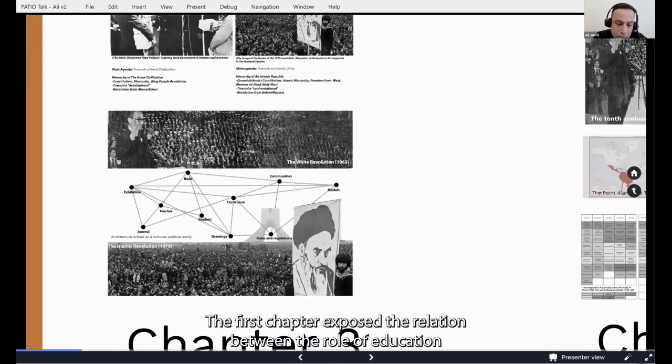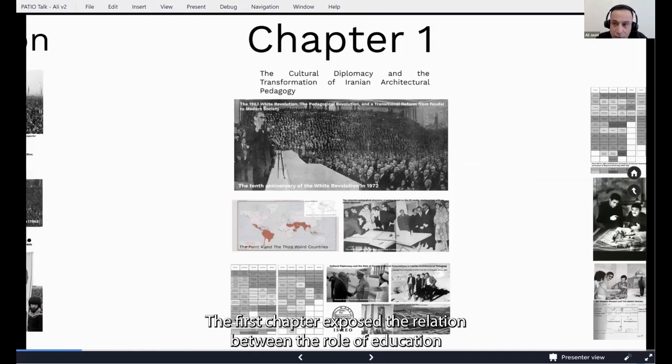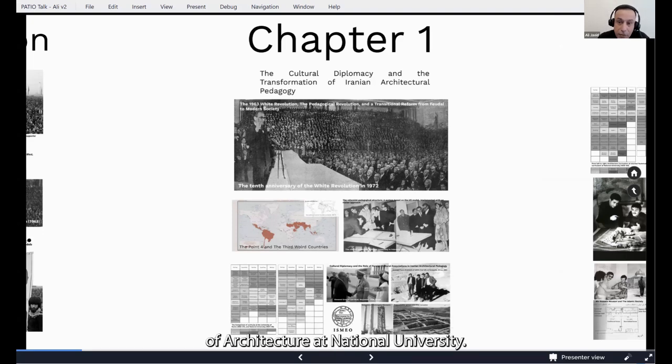The first chapter explores the interrelation between the role of education in the Cold War, the White Revolution and its pedagogical program, and the emergence of the National University. It then discusses the role of Italian cultural diplomacy in the transformation of curriculum and mood of pedagogy at the Faculty of Architecture at National University.